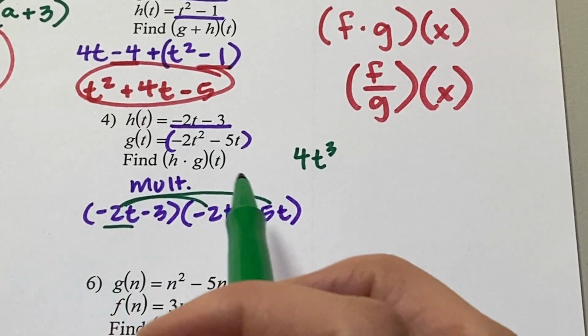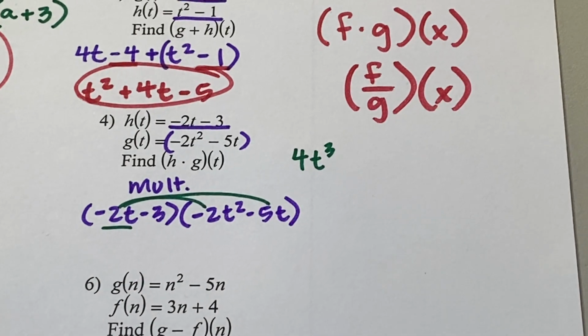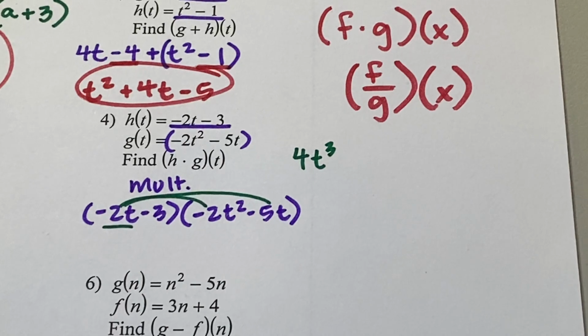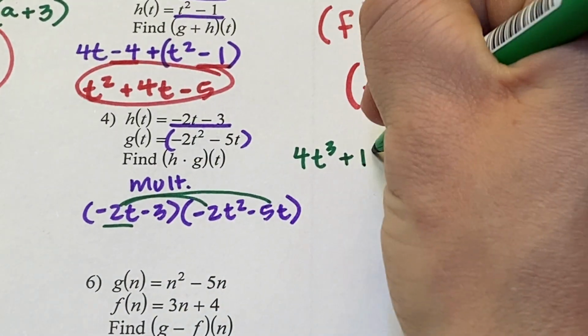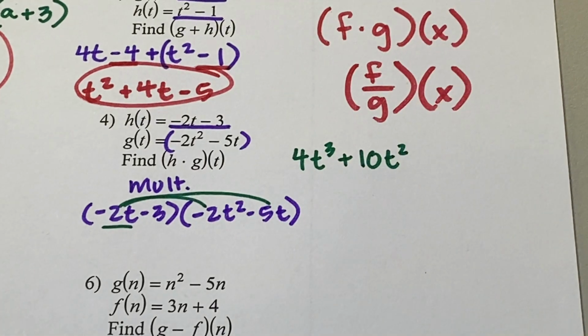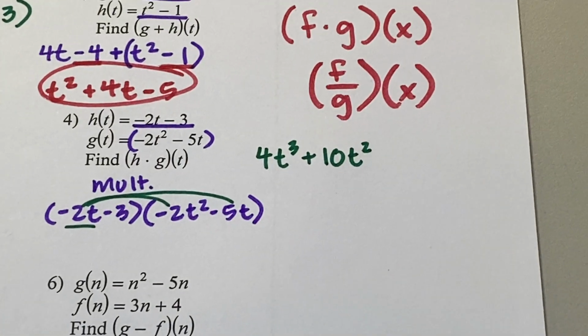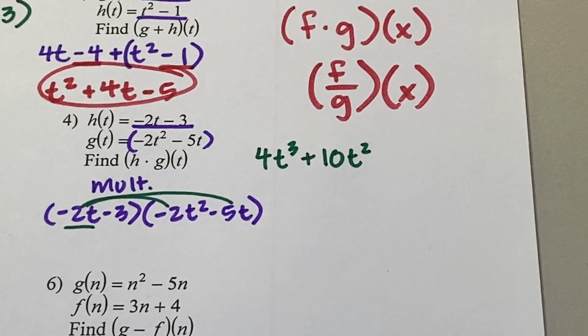Then we're going to take negative 2t times negative 5t. So again, think negative 2 times negative 5. Positive 10, great job. And then t times another t is t squared, so 10t squared. Great, first two terms out of the way.